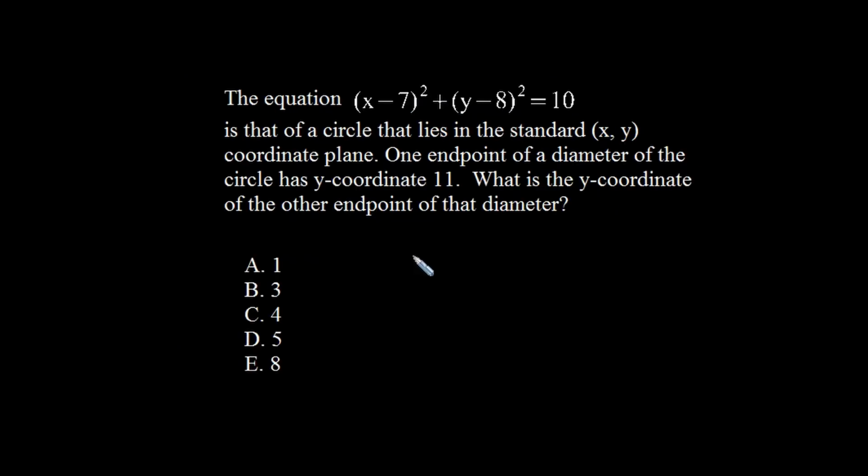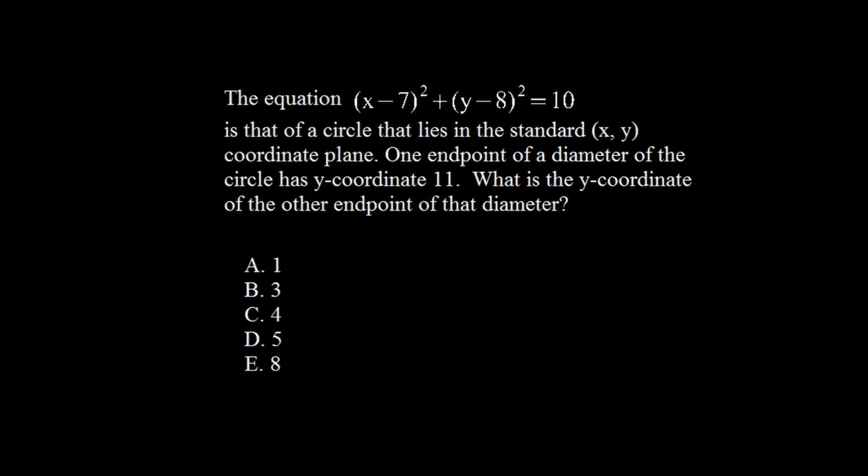All right, so on the second problem, the equation (x - 7)^2 + (y - 8)^2 = 10 is that of a circle that lies in the standard xy coordinate plane. One endpoint of a diameter of the circle has y-coordinate 11. What is the y-coordinate of the other endpoint of that diameter? Well, this can be a really complex question if you try to use the distance formula, but there is an easier way to approach this problem.